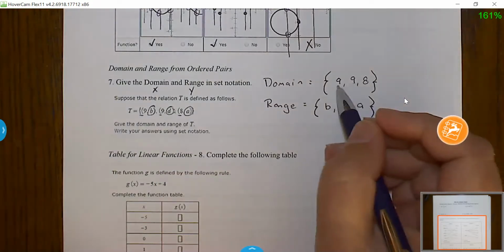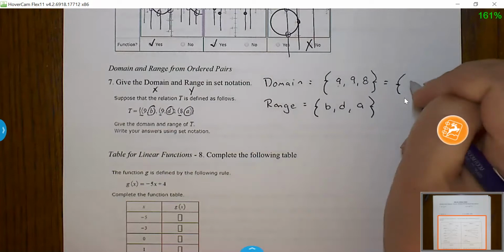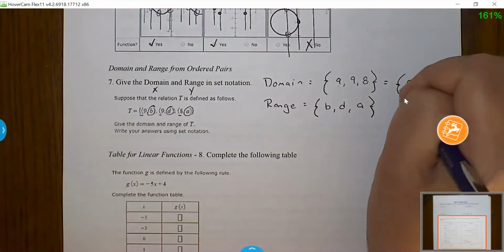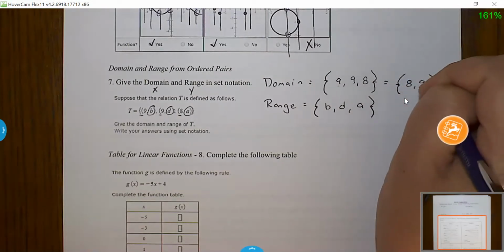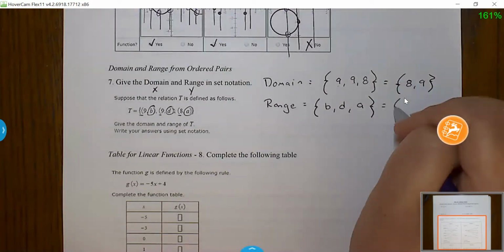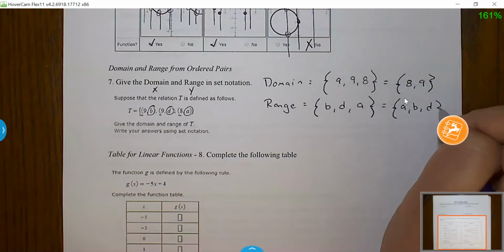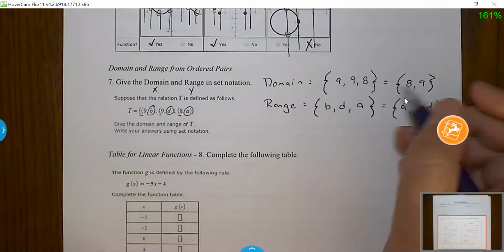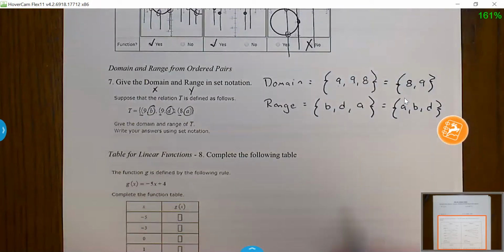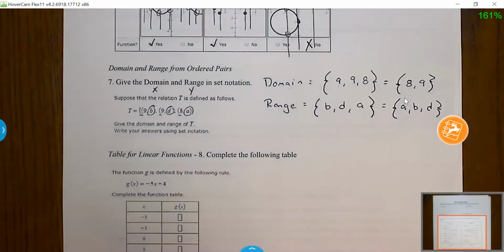They might not want you to repeat your domain here. I know Alex can be a little picky sometimes, so they also might want you to write it in an order here. So we might just accept that it is 8, 9. Our range, they might want that in alphabetical order. They might want A, B, and D. Okay, so just be aware that they might want it in a particular way. Me personally, I'm good with just that. So domain should be all the X values, range should be all the Y values.